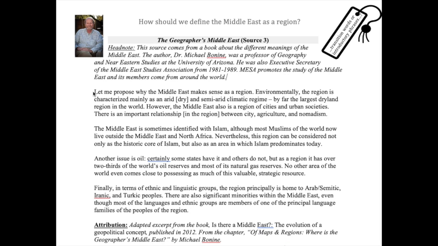Okay, now let's dive into the source itself. Let's read what Dr. Michael Bonin wrote in his book. Let me propose why the Middle East makes sense as a region. Environmentally, the region is characterized mainly as an arid, dry, and semi-arid climatic regime, by far the largest dryland region in the world. However, the Middle East also is a region of cities and urban societies. There is an important relationship in the region between city, agriculture, and nomadism.